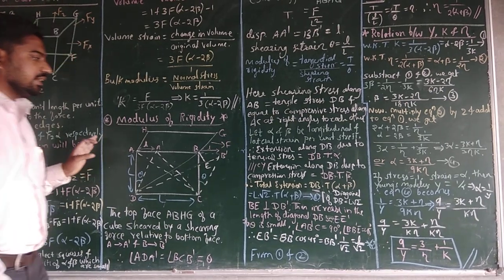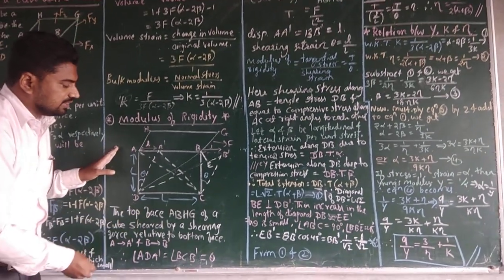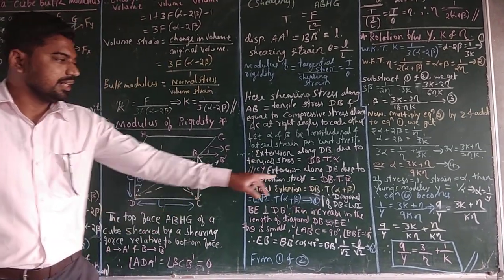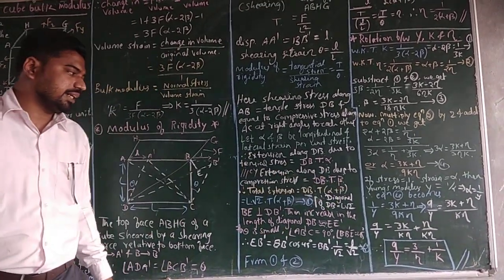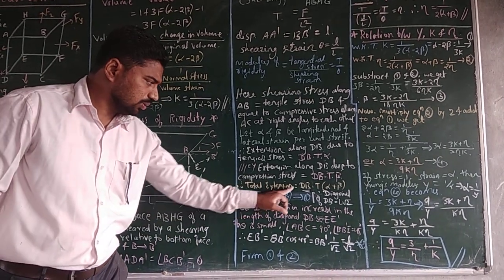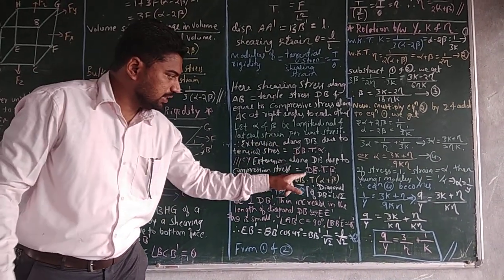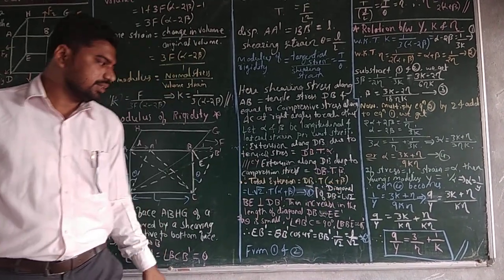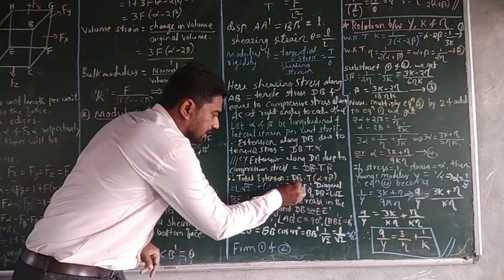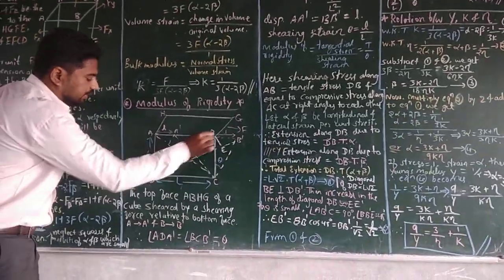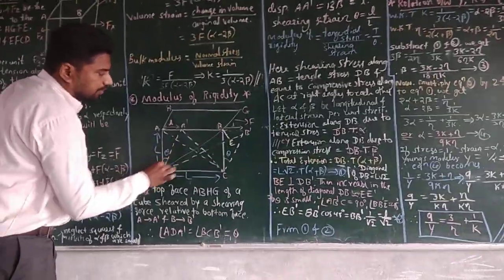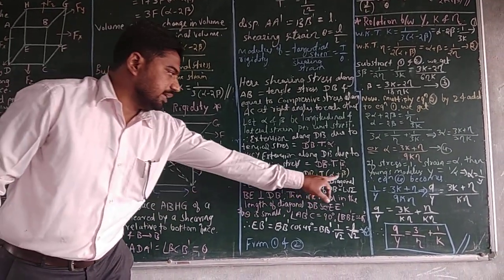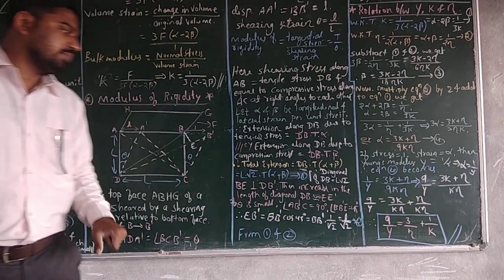Similarly, the extension along DB due to the compressive stress. Compression means contraction, therefore you take beta, that is DB into T into beta. Therefore the total extension is the addition of these two terms. DB into T is common, the remaining term is alpha plus beta. Then DB is the diagonal from the diagram. The diagonal DB value is L into root 2 into T into alpha plus beta. Call that equation number 1.